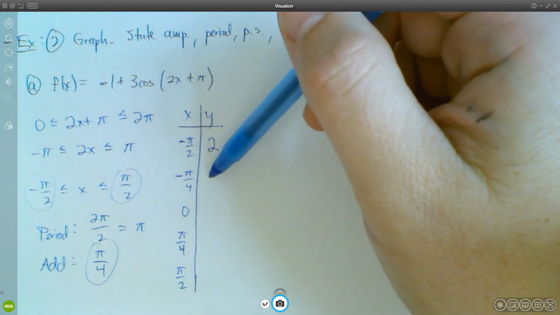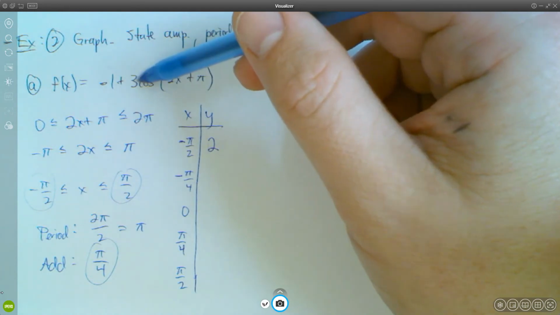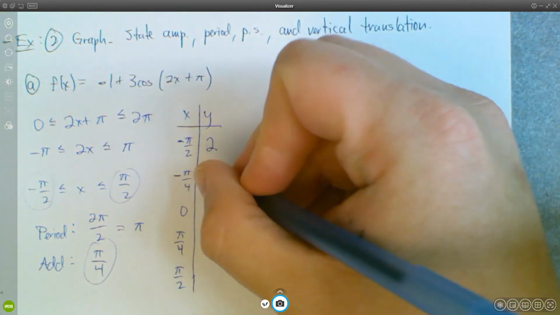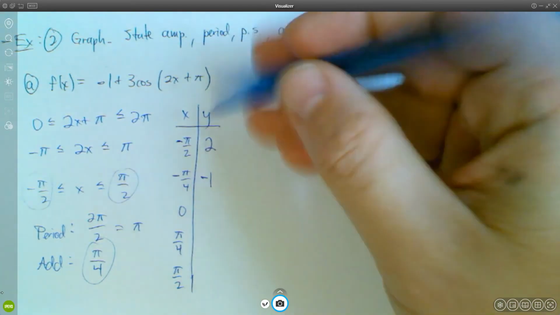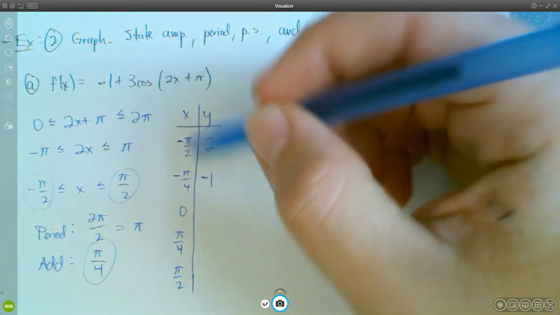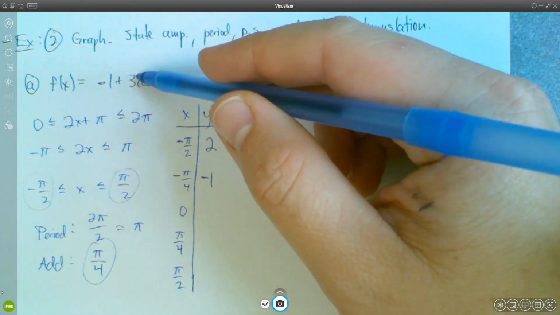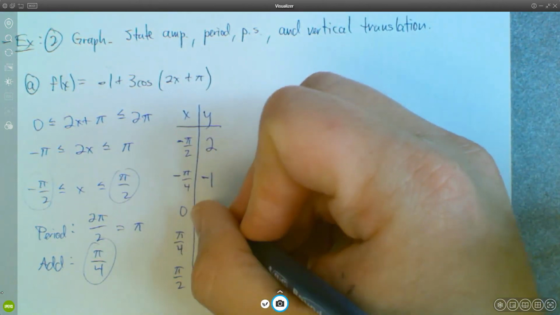Then I usually go down to 0. 0 times 3 is 0. 0 minus 1 is negative 1. And then I usually move down to negative 1. Negative 1 times 3 is negative 3. Negative 3 minus 1 is negative 4.